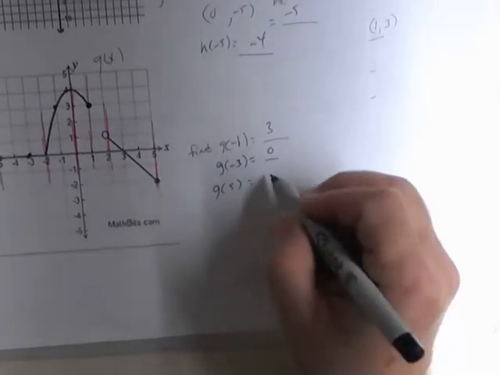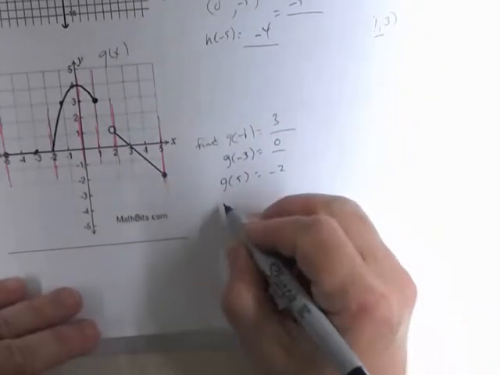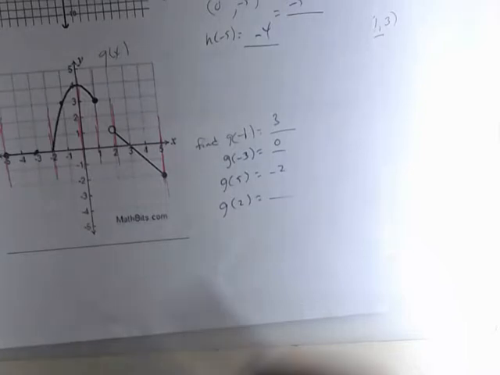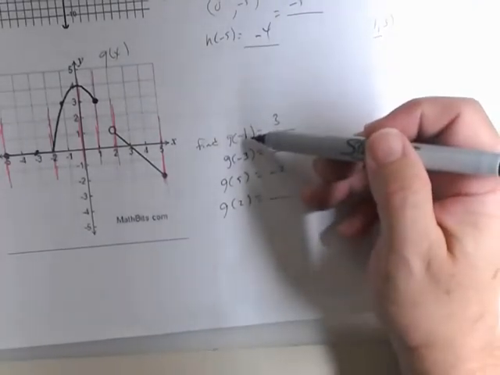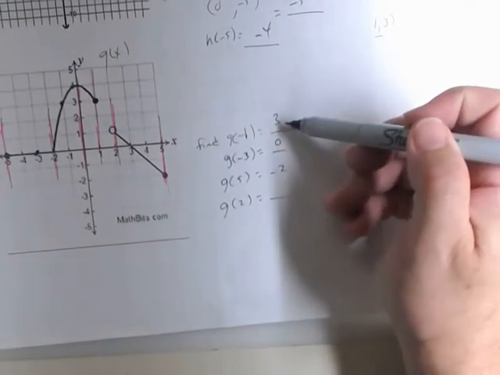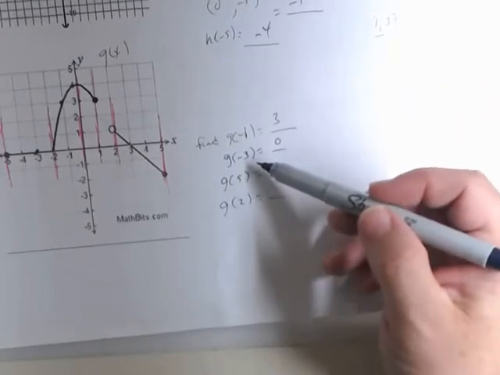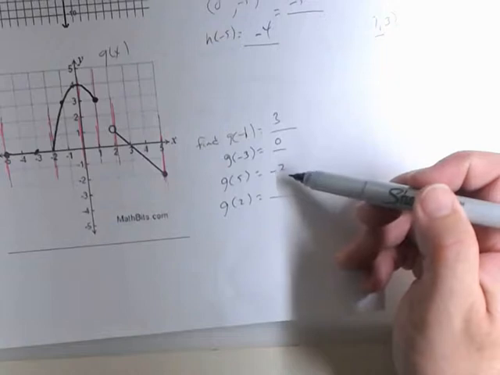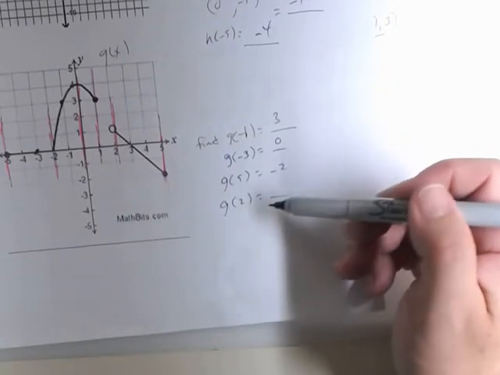Negative 2. All right, now let's talk about g of 2. Again, remember all this means is this: when x is negative 1, what is the y value? 3. When x is negative 3, what was my y value? 0. When x is 5, what was my y value? All right. Now when x is 2, what's my y value?